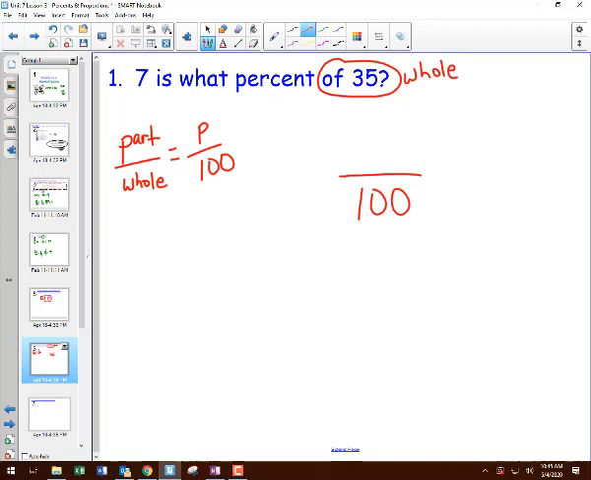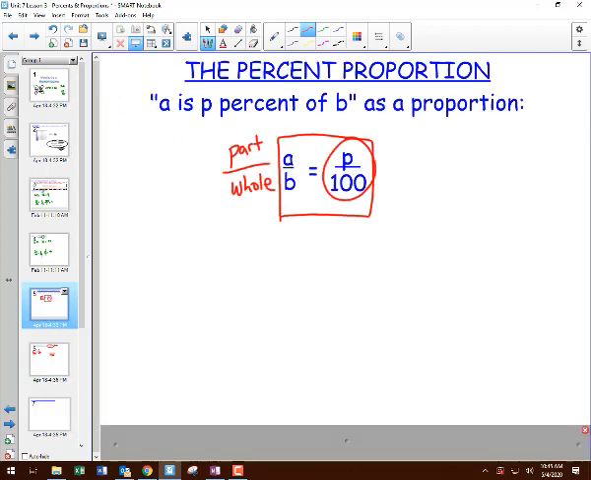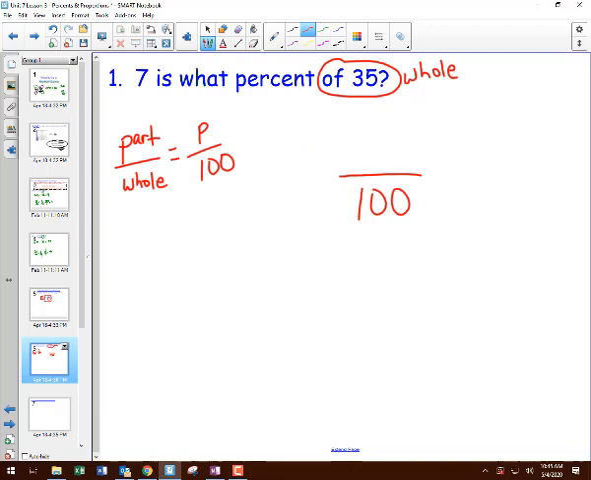over 100, okay? If you recall from where we looked at here, we just have A is the part, B is the whole, P over 100, okay? So if 35 is the whole, 35 is going to go on the bottom. All right, what's 7? 7 is the part. They're asking for the percent, so they're asking for the P.